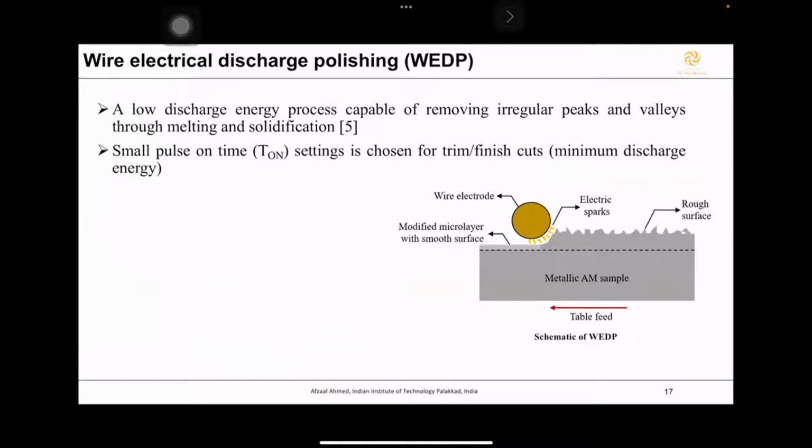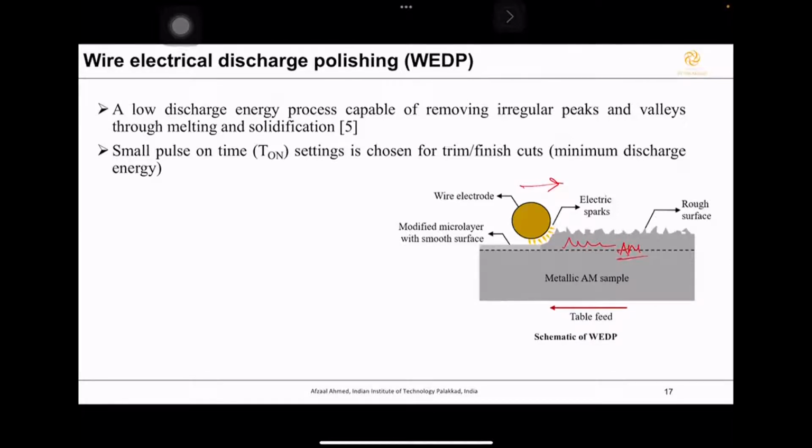That is, instead of using a random energy, we'll use a very low discharge energy for polishing the surface. And we start with very low polishing energy. Here you can see the schematic. This is the rough AM surface. Here's the wire electrode. This is a 2D schematic. So the whole process happens in 3D. I'm just showing you the 2D schematic of the process, and this wire is continuously moving in this direction.